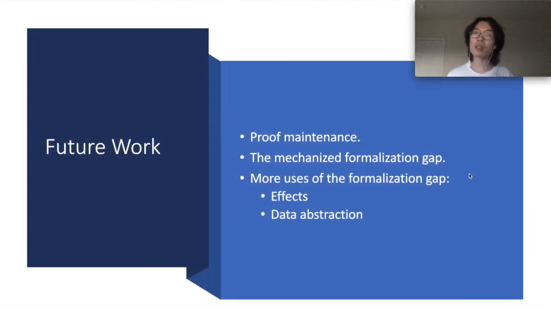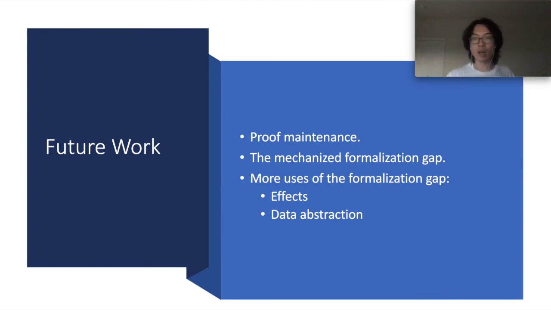In the future, there are several directions that can be explored with this approach. The first direction is a proof maintenance study, for when the original code gets updated. And the second is a comprehensive study of the mechanized formalization gap, for example, trying to identify what is a good set of edits. And my personal favorite is the third direction, a more drastic use of the formalization gap. For example, can we replace the data types from the original program with some other data types so we can have better reasoning about certain programs?